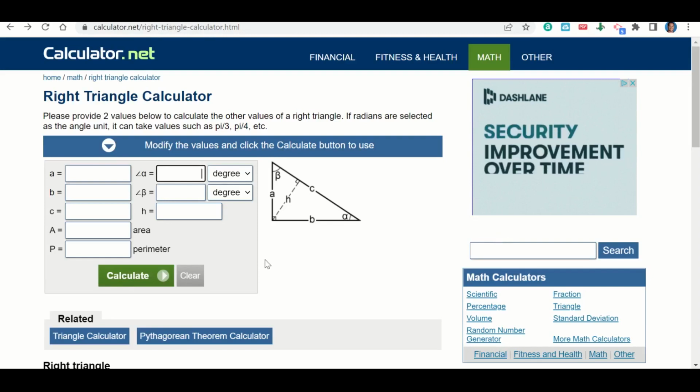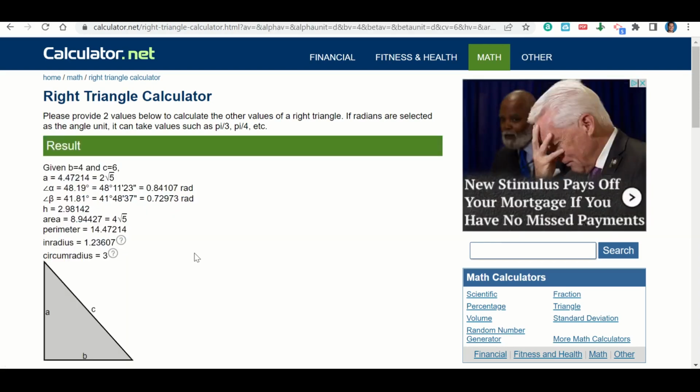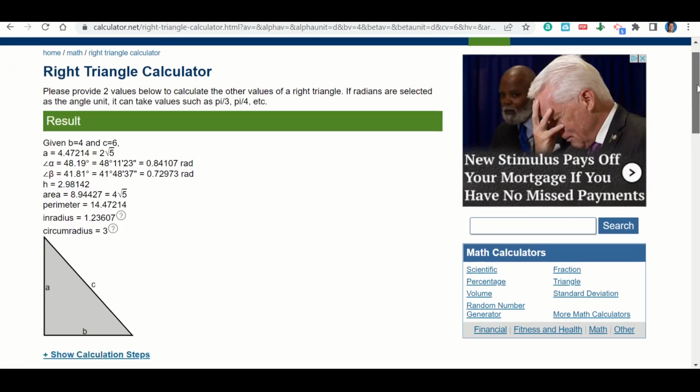So in this case, let's assume we're given two side lengths and we're expected to find an angle measure. So let's say in this triangle we know that C is 6 and we know that B is 4. And let's say that we're trying to find angle alpha in this case, this angle here. Well, we put it into the calculator, B is 4 and C is 6, and we hit calculate. And notice it's going to tell us everything else we need to know.